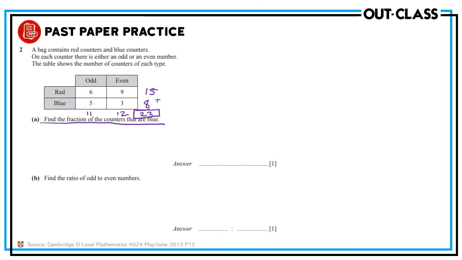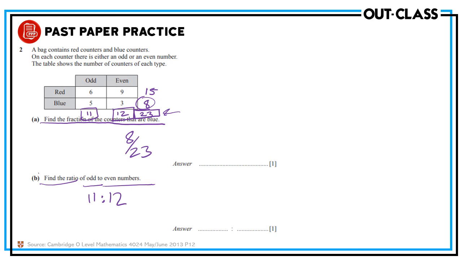And now let's do our question. The first one is, how many are blue? So what is the total for blue? It's 8. Total are 23, so you just get 8 over 23 are blue. What about the ratio of odd to even? So how many are odd? 11. How many are even? 12. So it's just 11 is to 12.